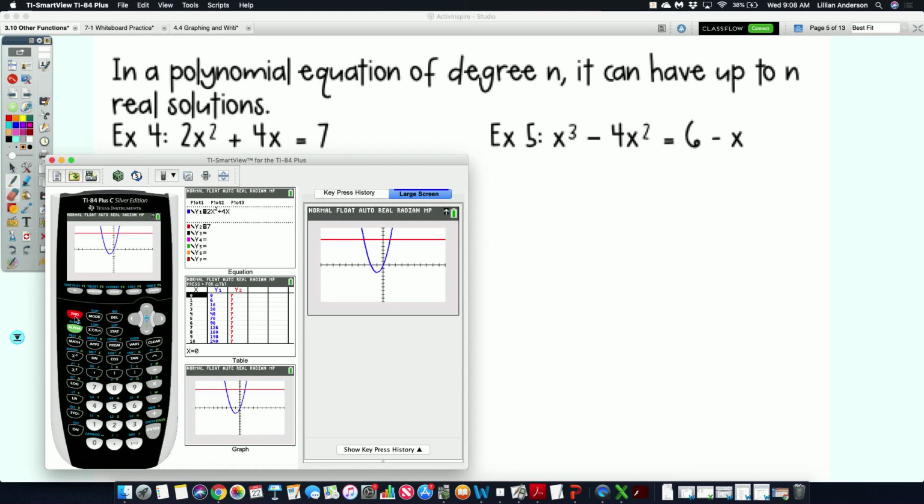So of course, second trace, option 5. Since I have two intersections, I want to move my cursor closer to the intersection point I want to find. So if I'm trying to find the one on the right, I move closer to the one on the right and click enter 3 times. What's my solution?